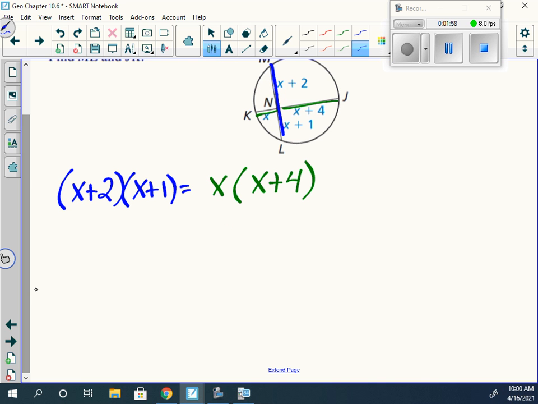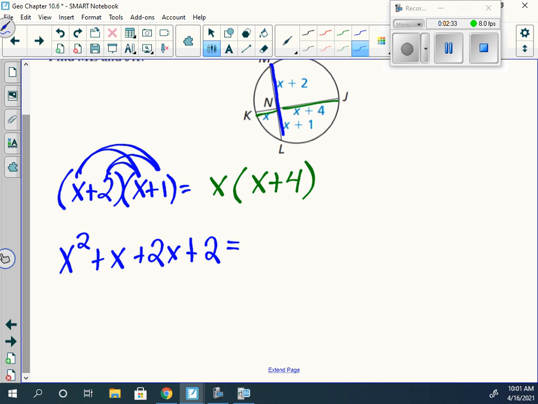Any questions on how we set this up? Okay, now we need to use our distributive property. We can multiply through. So the first thing we can do is distribute through with x. So x times x would be x squared. X times 1 is going to be plus x. And then we can distribute through with the 2. So 2 times x is going to be plus 2x, and 2 times 1 is going to be plus 2.